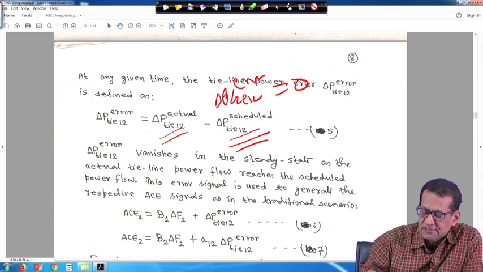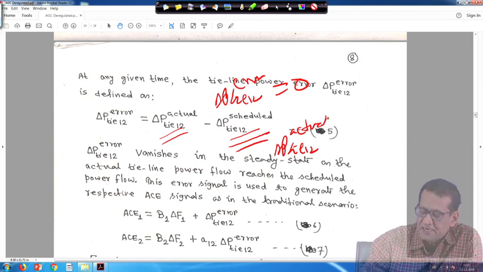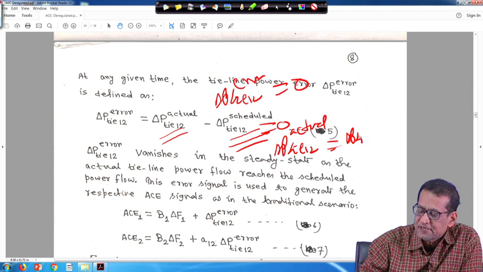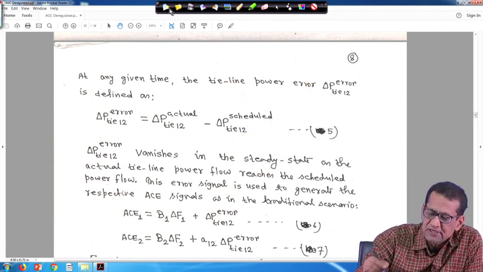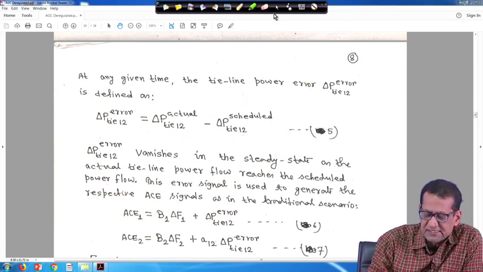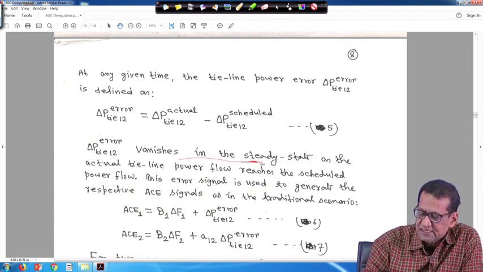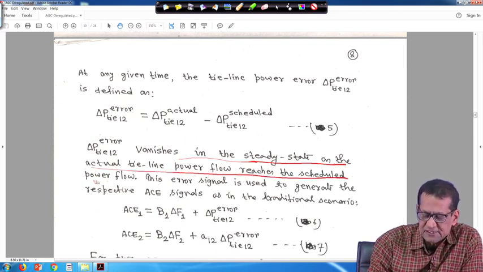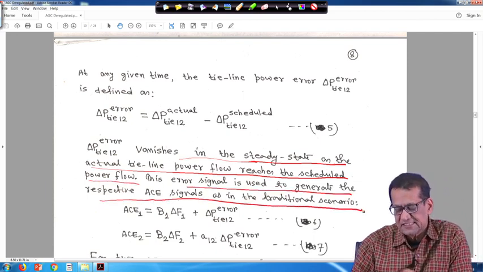If it is 0, then at steady state the delta P tie 1-2 actual will be equal to delta P tie 1-2 schedule power. This has to happen. Next, the delta P tie error vanishes in the steady state, so the actual tie line power flow reaches the schedule power flow. This error signal is used to generate the respective ACE signal as in the traditional scenario.